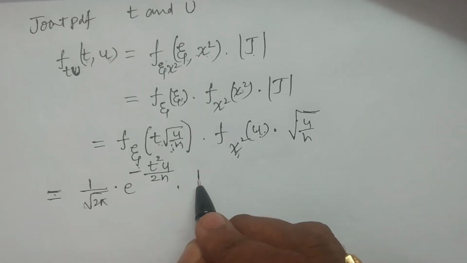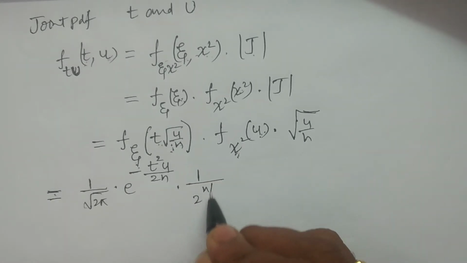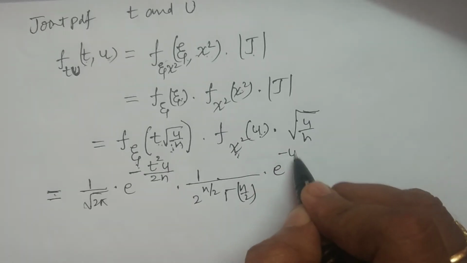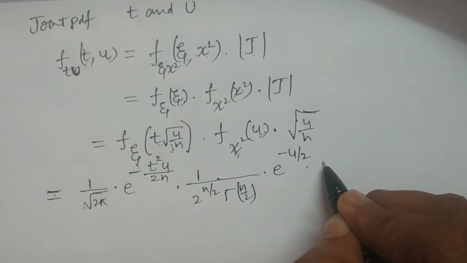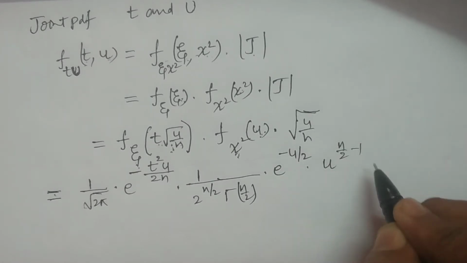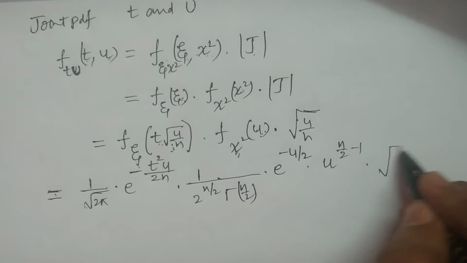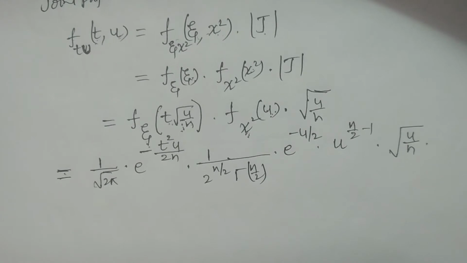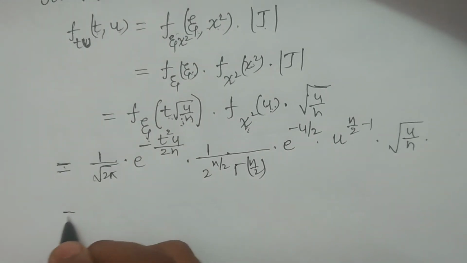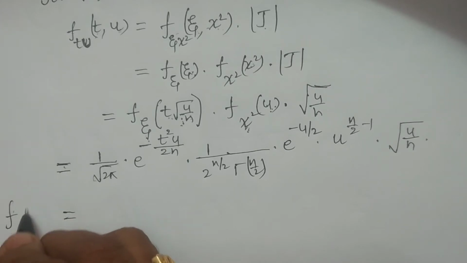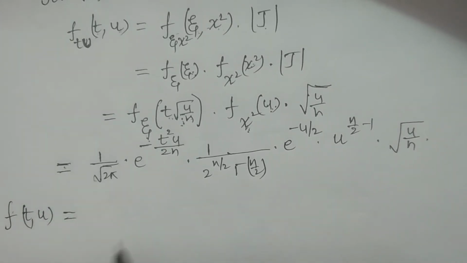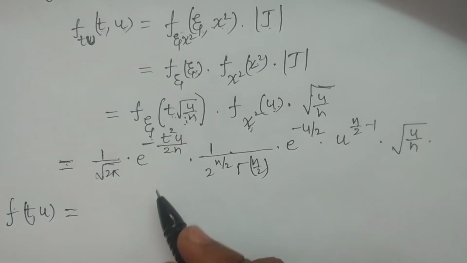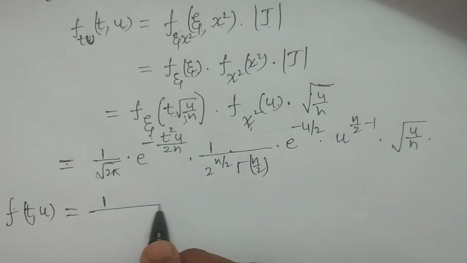And multiplied by the transformation of chi square, that is u. The PDF of chi square is 1 by 2 power n by 2 gamma of n by 2, and e power minus chi square by 2. Chi square is u, that is minus u by 2, and chi square power n by 2 minus 1, that is u power n by 2 minus 1. Multiplied by the Jacobian, that is root u by n, the modulus of the Jacobian. This is the joint PDF. I simplify the joint PDF of t and u, that is f of t comma u, and write these values so that we can easily do the problem.